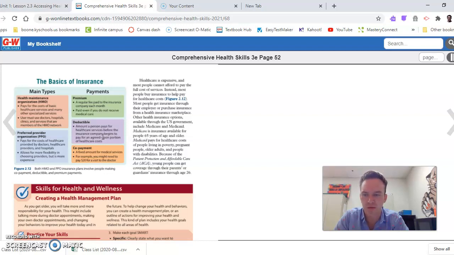So you're paying that deductible, and it might go up. You might have to pay a certain percentage of the surgery. You might pay like $5,000, which is a pretty darn good deal considering.